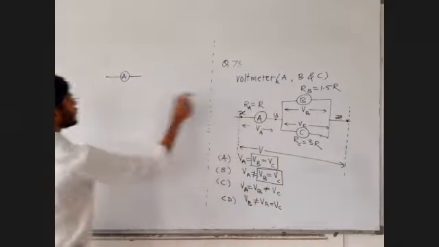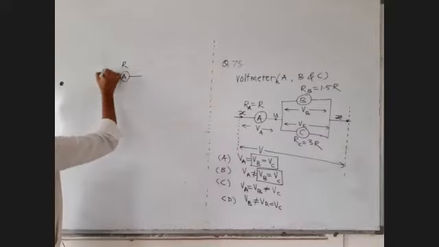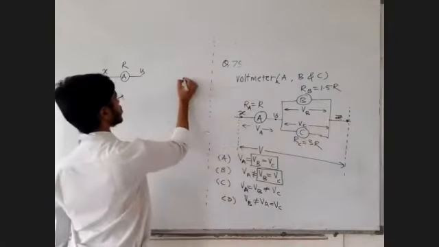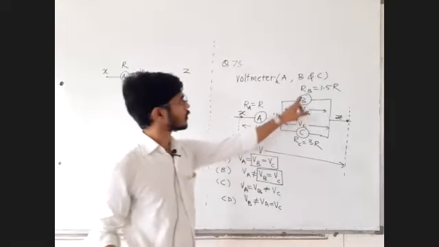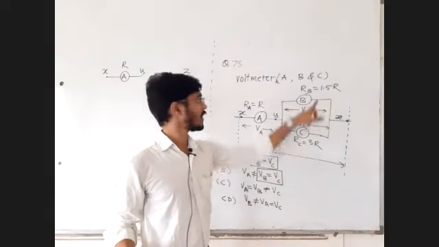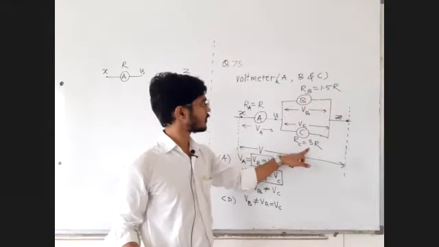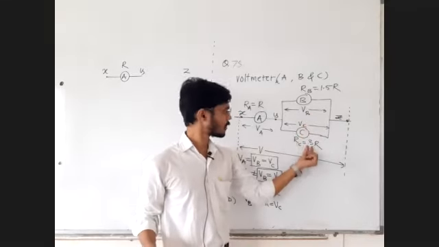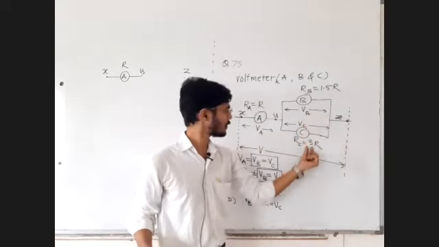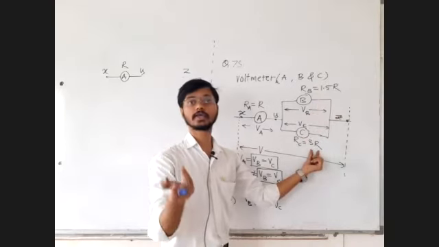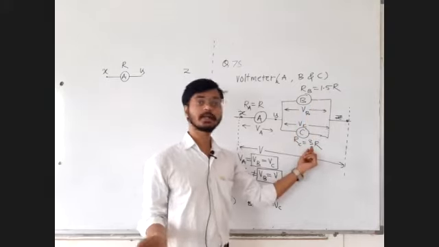Between point X and Y, there is a resistance R. Between point Y and Z, what is effective resistance? 1.5 R and 3 R. 1.5 is double, so it is 3 R. 1.5 double is 3. X 2X parallel is 2X upon 3. R 2R parallel is 2R upon 3.